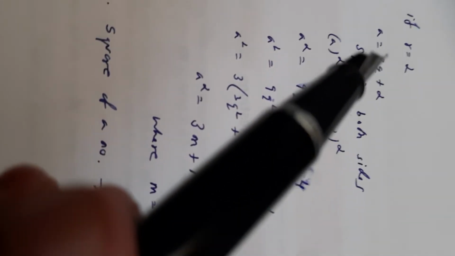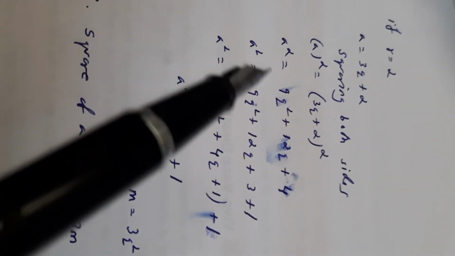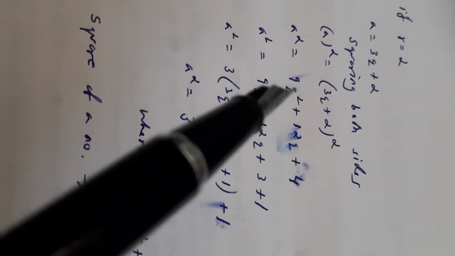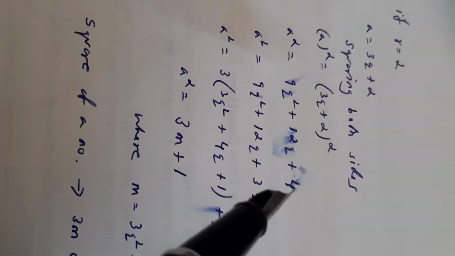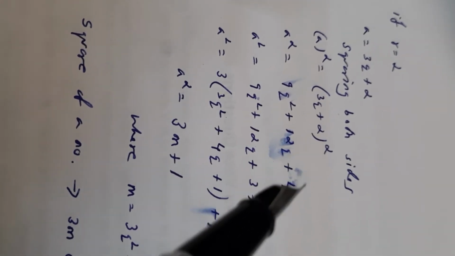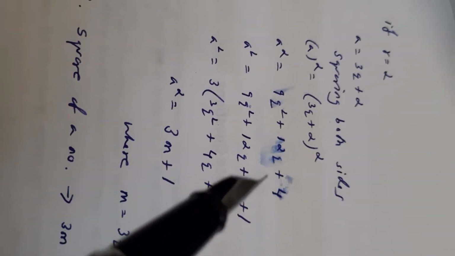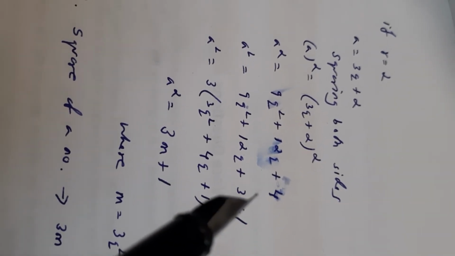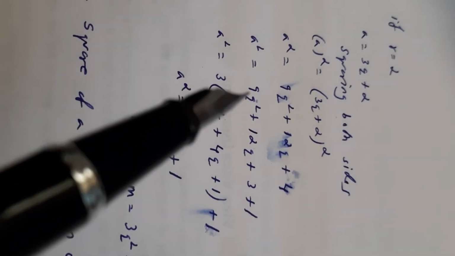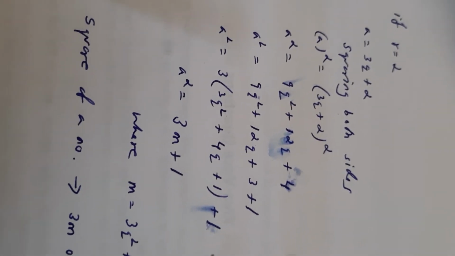If r is 2 now, a will become 3q plus 2. Squaring both sides, again a square is 3q plus 2 whole square. Again using the identity of a plus b whole square, a square plus 2ab plus b square, this will become 9q square, 2 into a into b will become 12q, and 2 square is 4. Here there's an important step. This 4 is not a multiple of 3, so we can break this 4 into 3 plus 1. So when you take 3 common now, this will become 3q square plus 4q plus 1, since 3 ones are 3, and plus 1 outside the bracket.